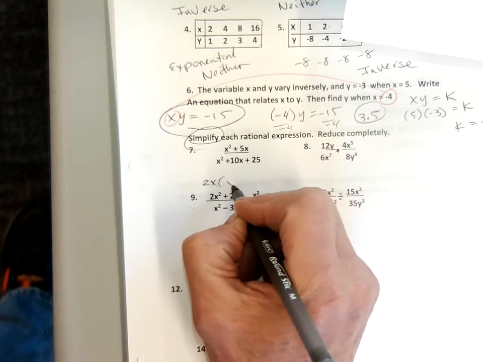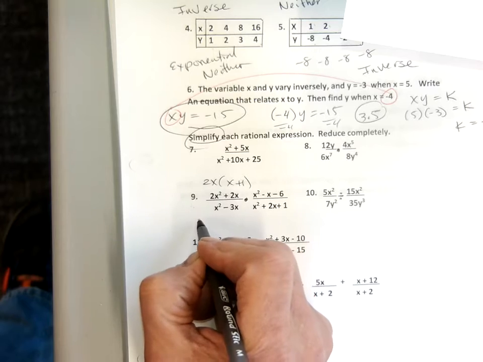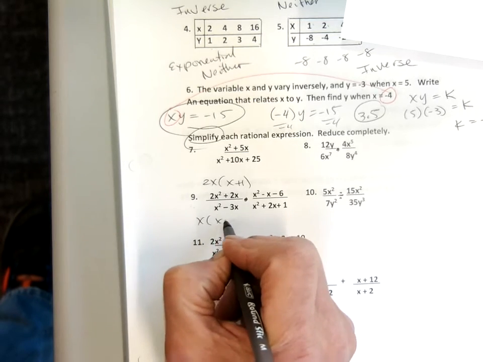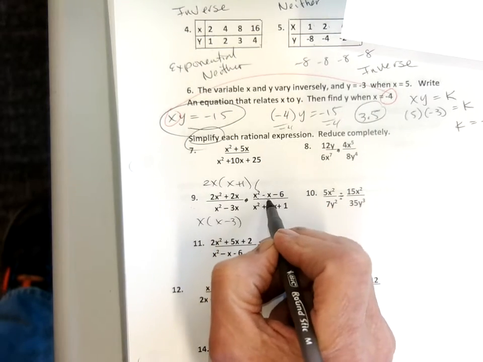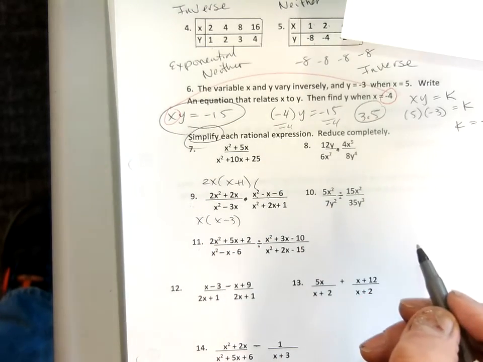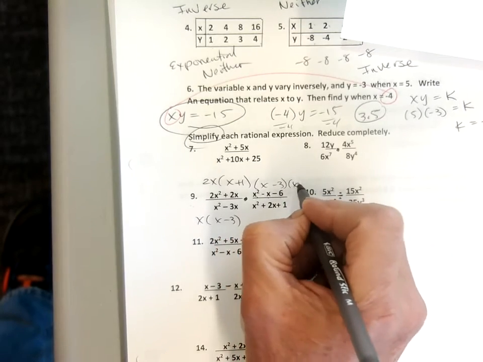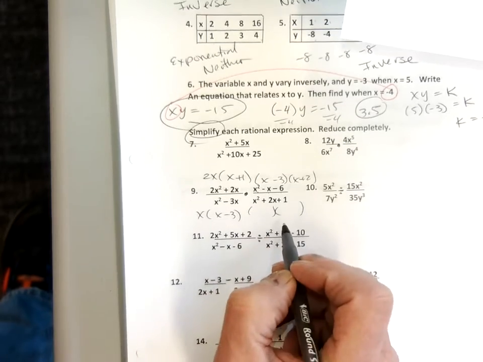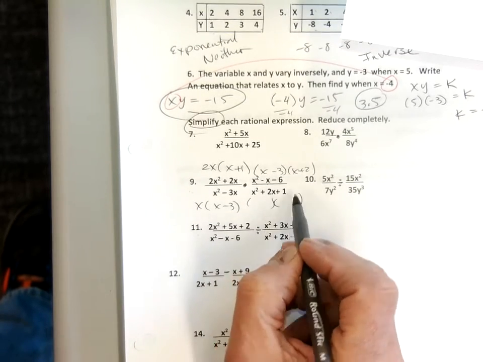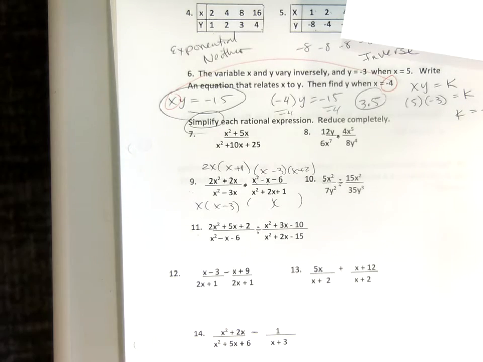I'll have an x plus 1. I'll common factor out an x minus 3. I'll factor x squared minus x minus 6. I'll get an x minus 3, x plus 2. And I'll factor this one, x plus 1, x plus 1. You guys can finish this, okay? I don't want to do them all for you, okay?